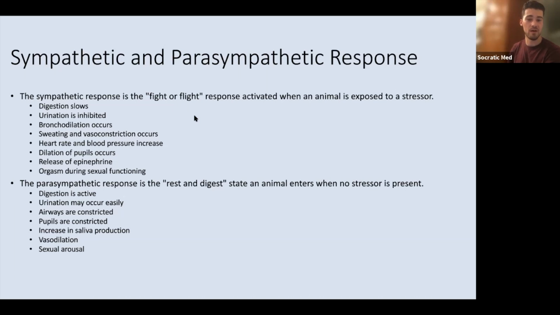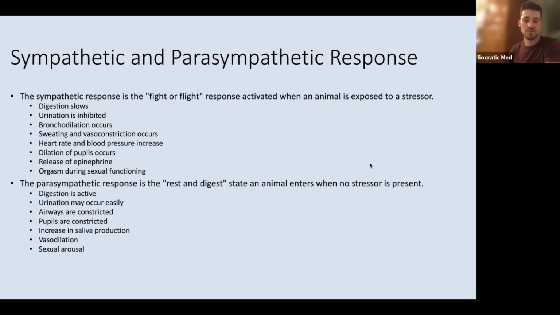One example of the sympathetic response not during a time of stressor is that the sympathetic response is responsible for orgasm during sexual functioning. So on the other side of the coin, the parasympathetic response is the rest and digest state that an animal enters when no stressor is present. So in the context of fight or flight, you can think of the parasympathetic response as the come down.